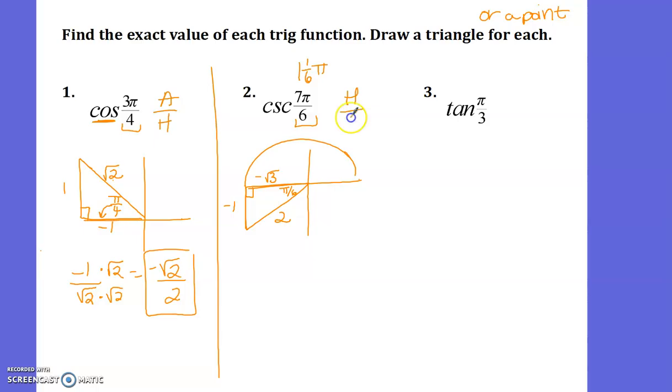Cosecant is hypotenuse over opposite. So our hypotenuse is 2. The opposite side is -1. 2 divided by -1 is -2.